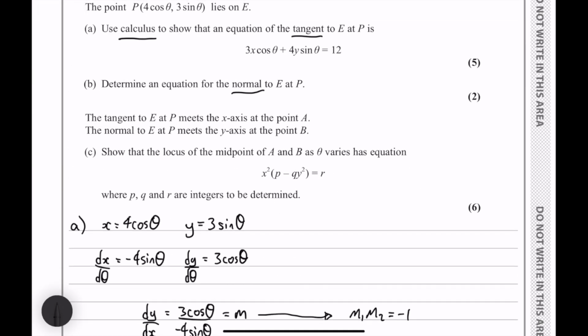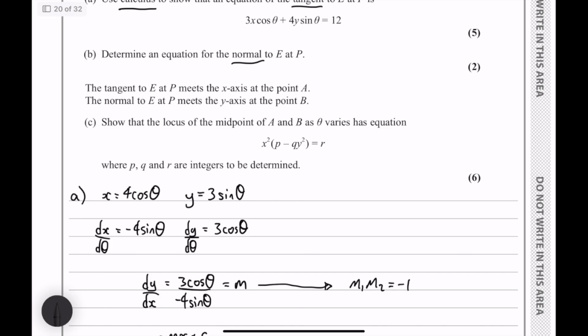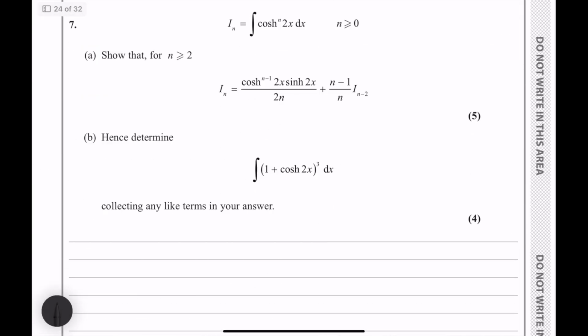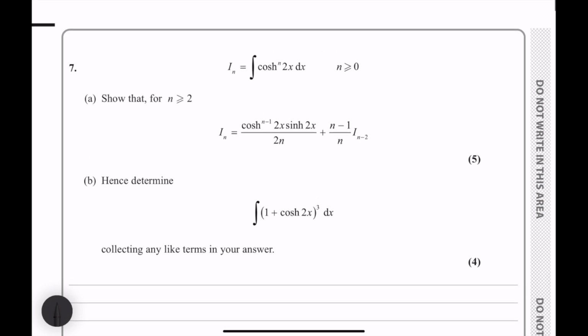And that is, I think, the end of the question. Integers to be determined, we have determined, we have finished, and moving on to question number 7. Okay, we're given I_n is the integral of cosh to the power n of 2x. Show that for n greater than or equal to 2, I_n is equal to this thing here.